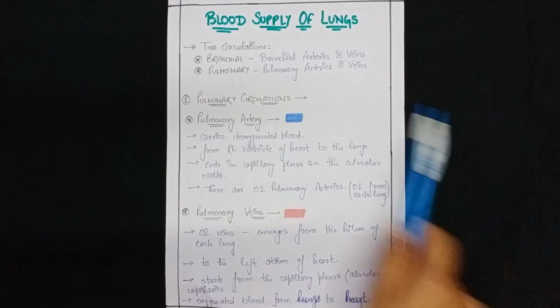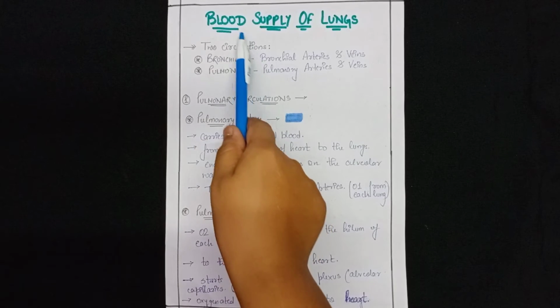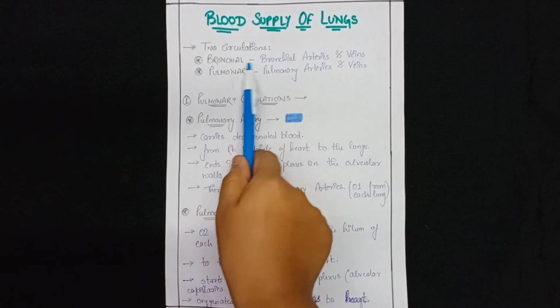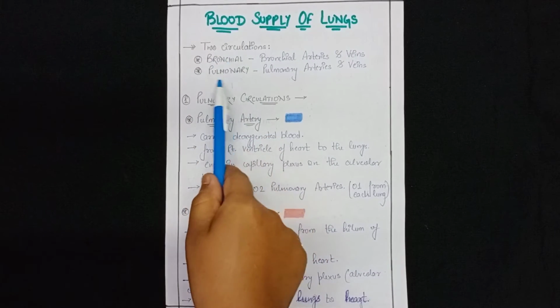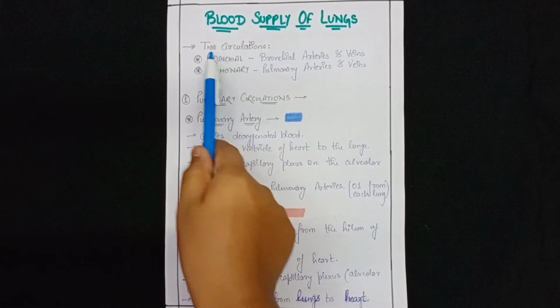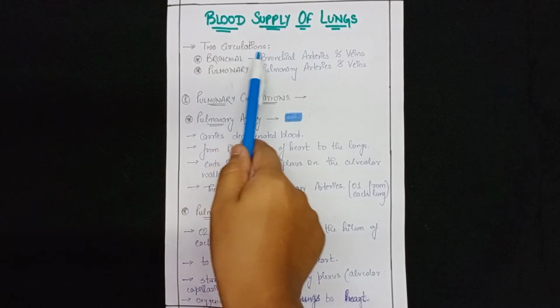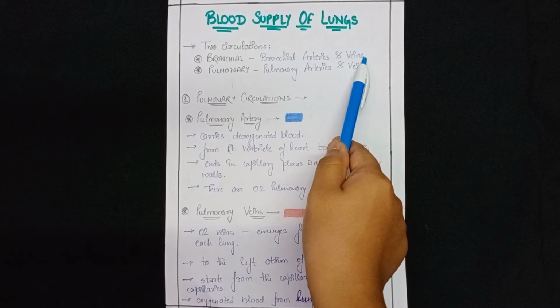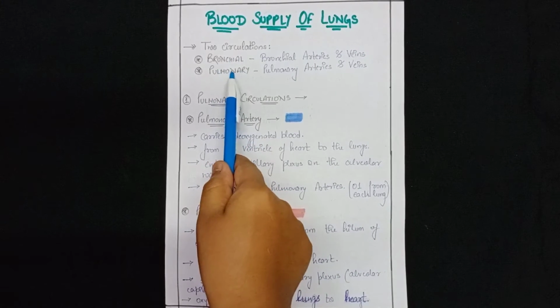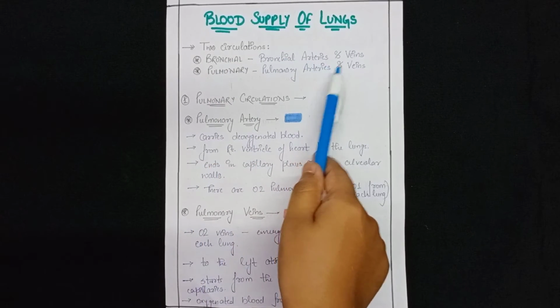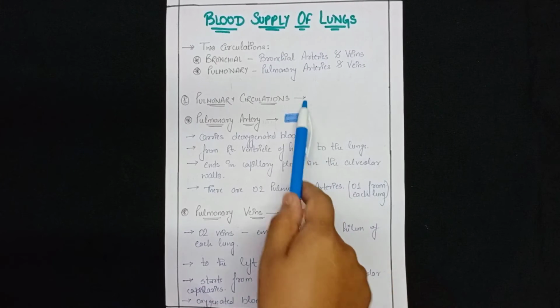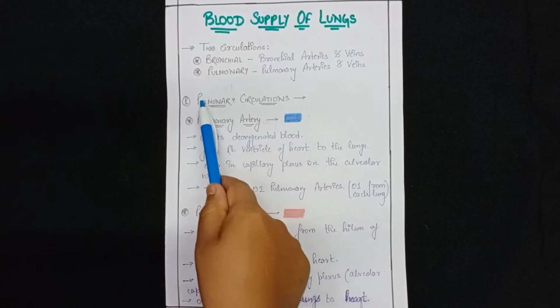So, first of all, there are two circulations in the blood supply of lungs, that is bronchial circulation and pulmonary circulation. The bronchial circulation consists of the bronchial arteries and veins, whereas the pulmonary circulation consists of the pulmonary arteries and veins. So, first up, talking about the pulmonary circulation.